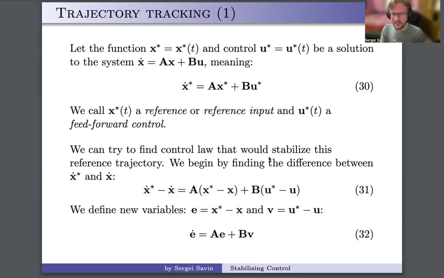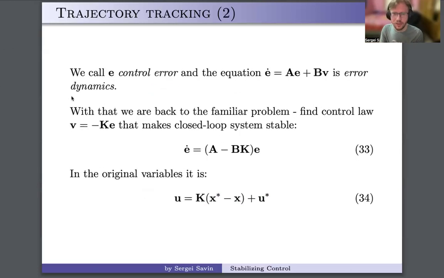So with that transformation, we can simply pose the question of how to find the stabilizing control for this equation. This equation itself is called error dynamics. This e is called control error.